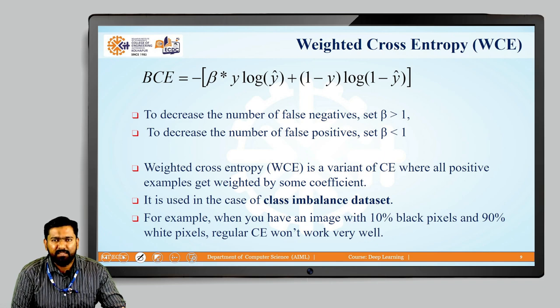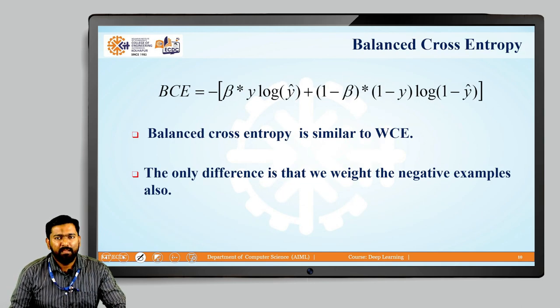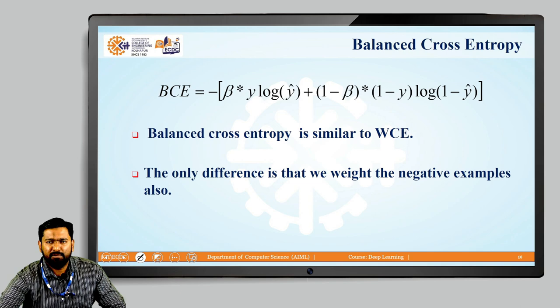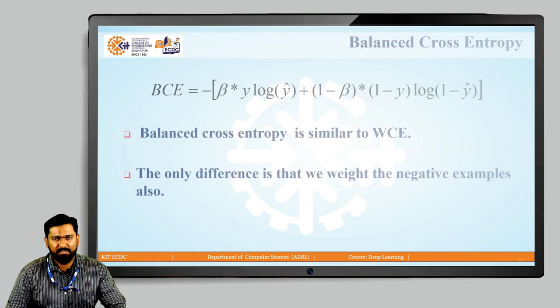This kind of weighted cross entropy loss function is used when a class imbalanced data set is used. For example, you have an image with 10% black pixels and 90% white pixels. You see the white pixel count is very high compared to the black pixels, so there is a class imbalance. If you have this kind of data set, you will use weighted cross entropy. Next one is balanced cross entropy. This is similar to weighted cross entropy. The only difference is here both terms are weighted. Here it's beta, and for the negative sample you have 1 minus beta. So negative samples also get weighted, so it is called balanced cross entropy.